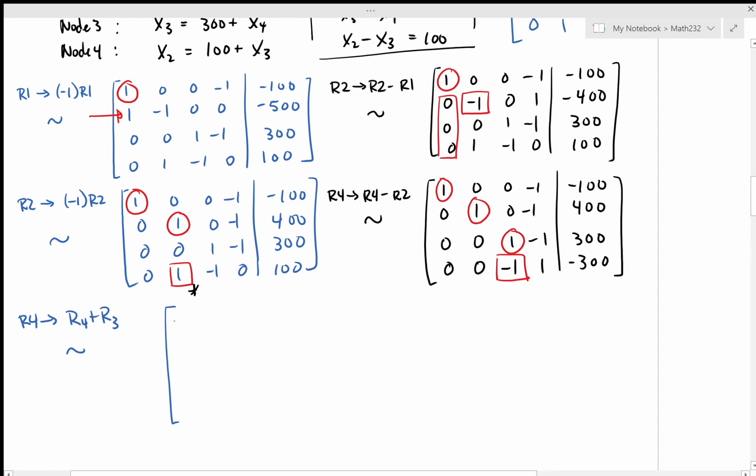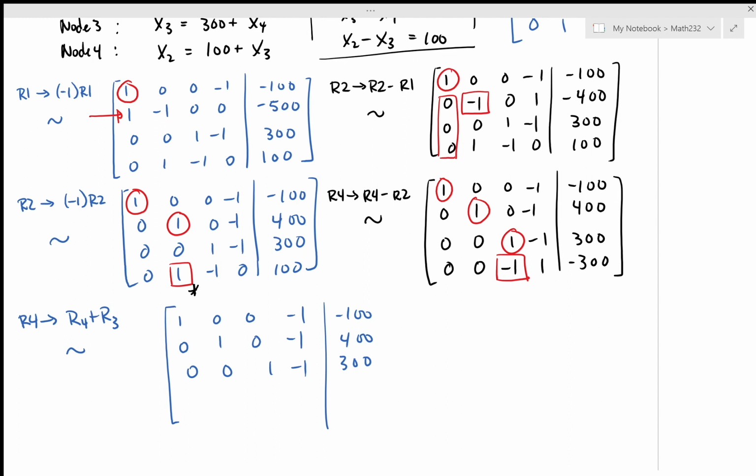Okay, all right. So 1, 0. Row 4 is the only one changing here. So I'm copying 1, 0, minus 1, 0, 0, 1, minus 1. And let's just get minus 100, 400, 300. So we're changing row 4, and I'm adding rows 3 and 4 together, and I get this. Okay, I stop right here.